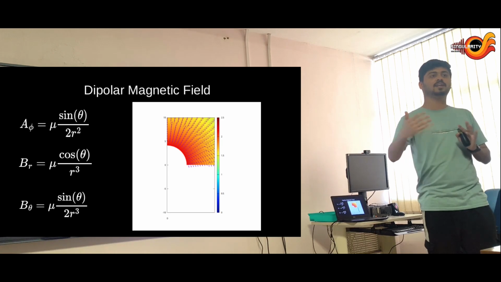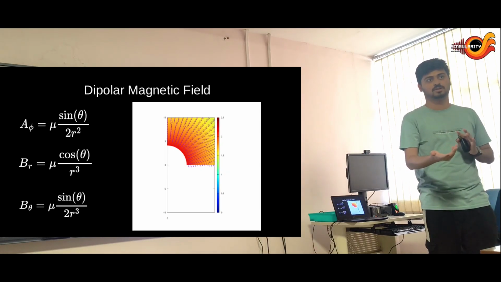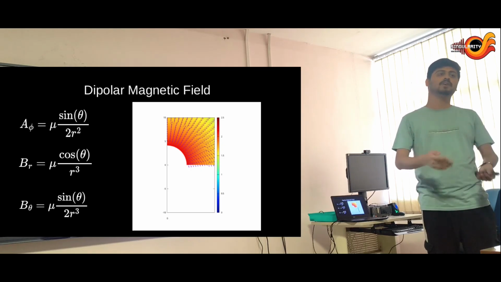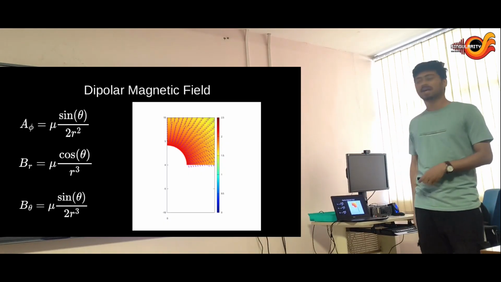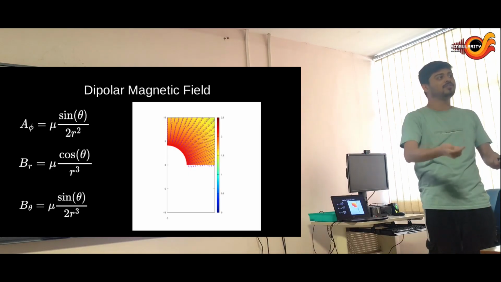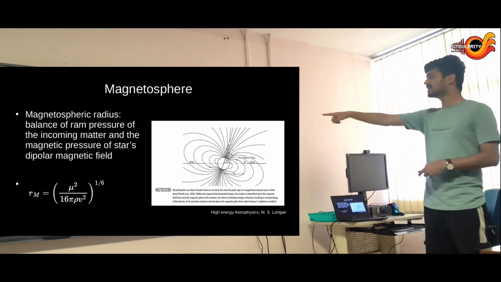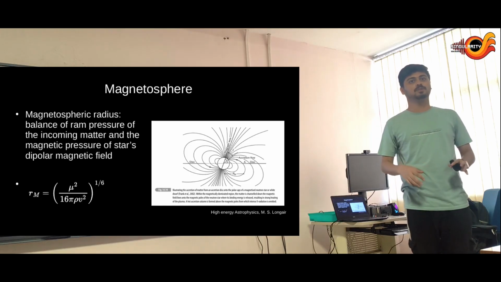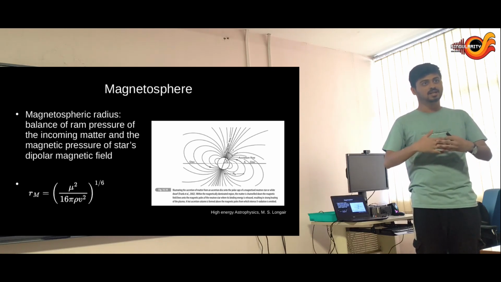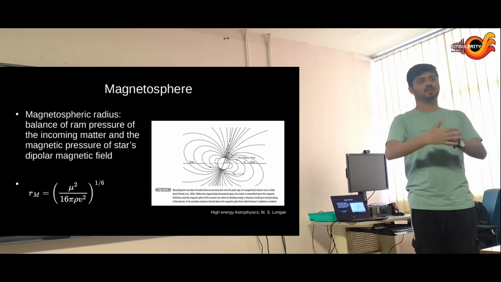The only way it can go is along the field length, because along the field length there is no Lorentz force. The force is v cross B, so if I move along B, there is no force. So the matter can only go along the field lines, following the field length to where the field lines touch the poles. They will all come to the poles. This is what is called the magnetosphere. The magnetosphere is at the radius where the magnetic pressure of the star and the pressure of the incoming matter are equal.